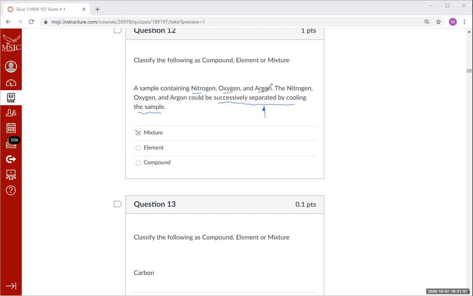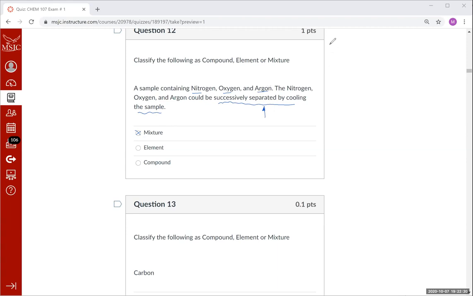Professor, instead of cooling, if we would say by heating, then that would be. That would also be a mixture. The only case where it would be a compound is where you can say the nitrogen, oxygen, argon can be separated by chemical decomposition. Okay. Yep. Compounds are chemically bonded together, so you need to use chemical means to separate the elements in a compound. For mixtures, since the components are not chemically bonded, you can use physical means like heating, cooling, etc. Does that make sense? It does.